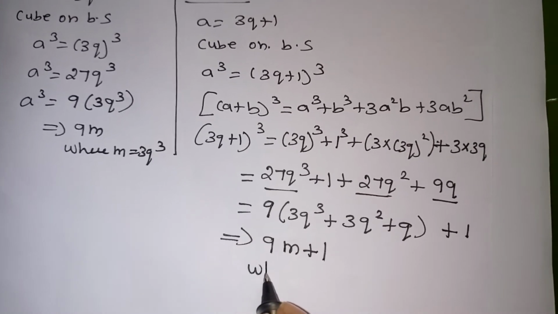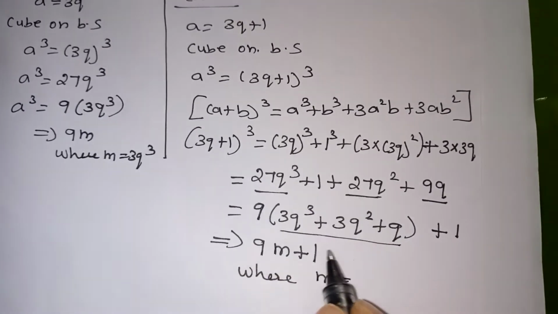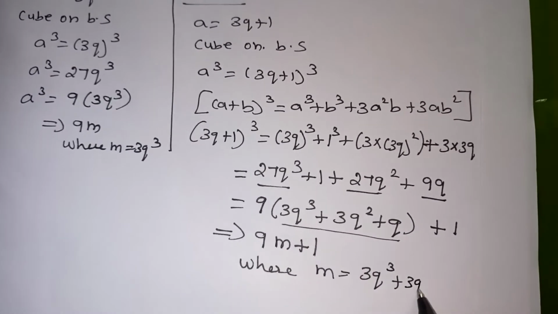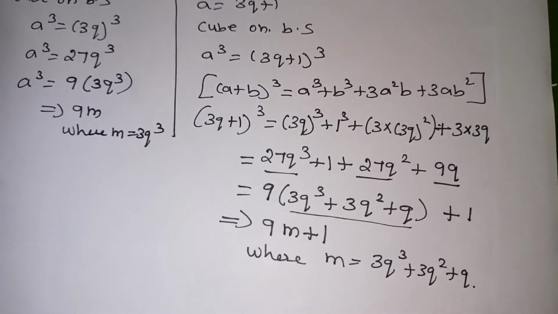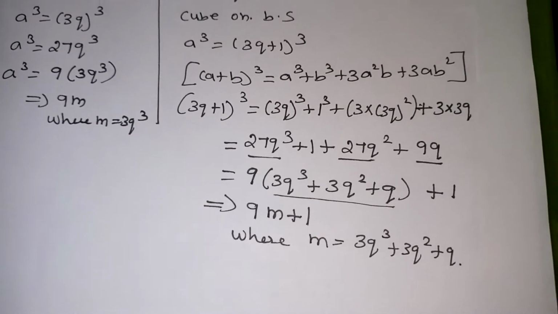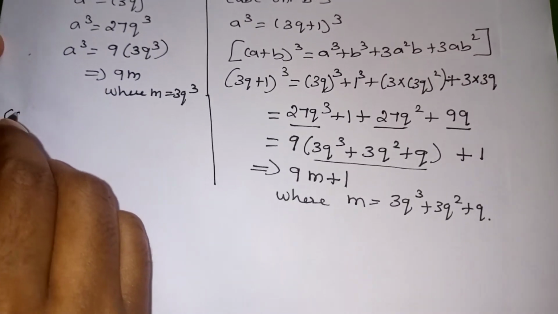Here what is my m? My m is equal to the number which you have written inside the bracket, that is going to be represented as m. So 3q cube plus 3q squared plus q will be written as m. So that is your second case. Second case we have written as 9m plus 1. Now we are going to do case 3. Here we will do the case 3 now.